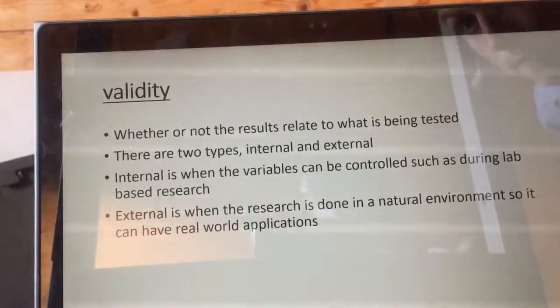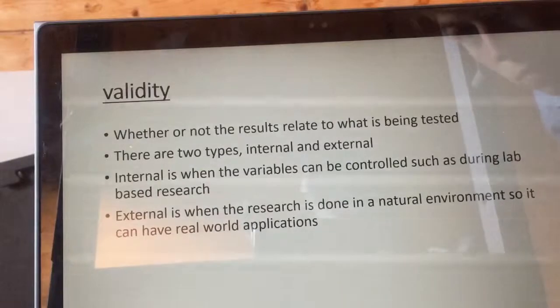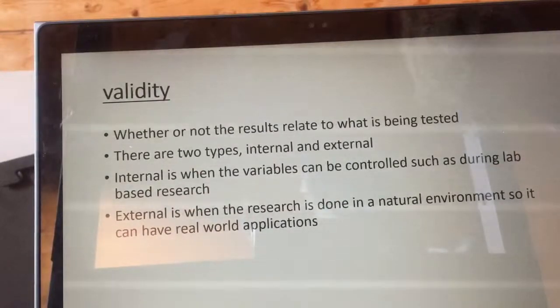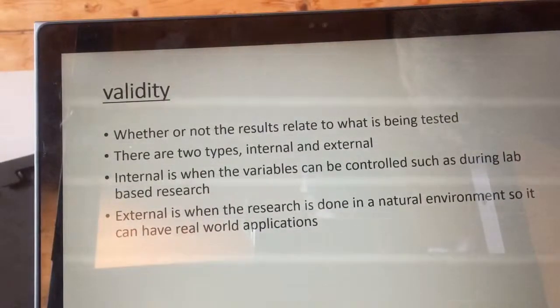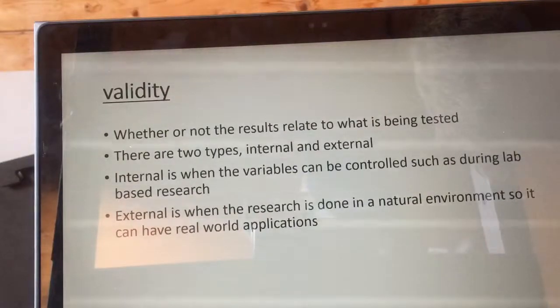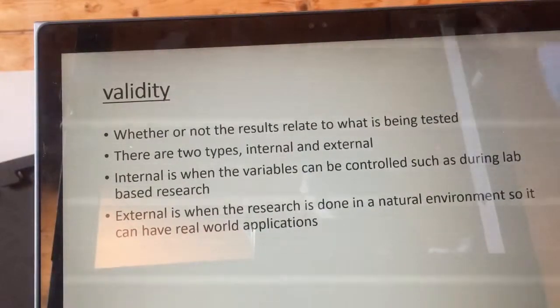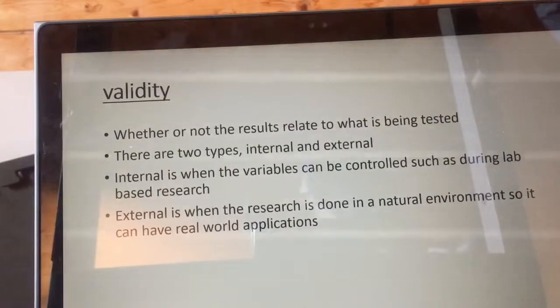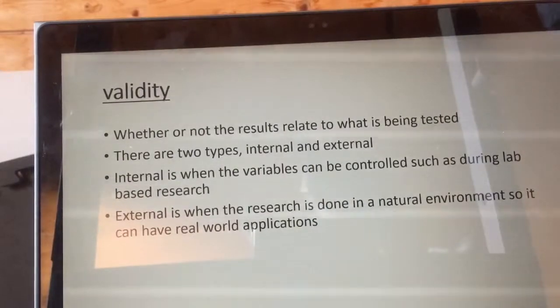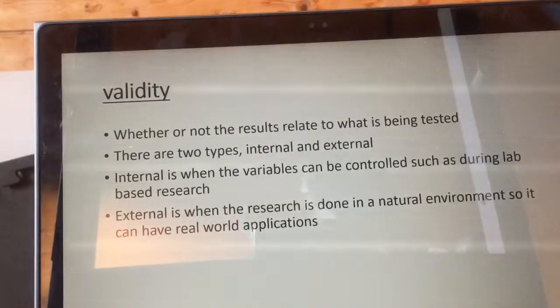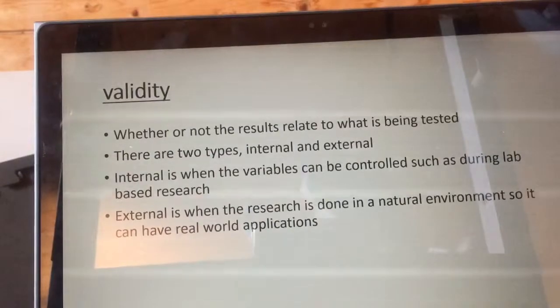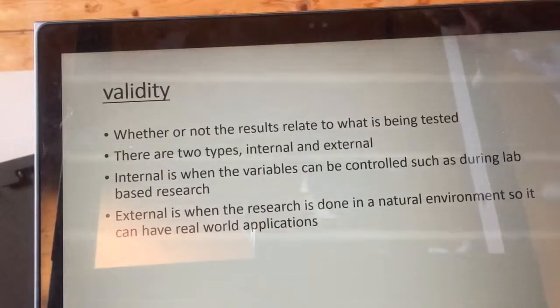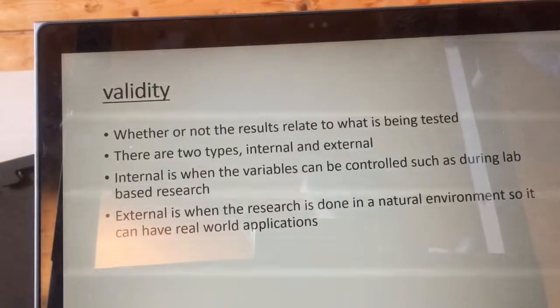Next one is validity. Validity is whether or not the results relate to what is being tested. There are 2 types of validity. It's internal and external. Internal is more quantitative as it uses controlled variables, so it could be used in lab-based research. And external validity is more qualitative as it allows for real-world factors to affect the data.